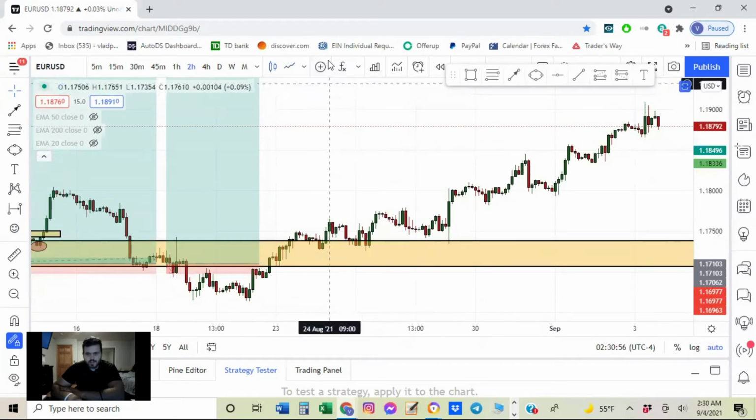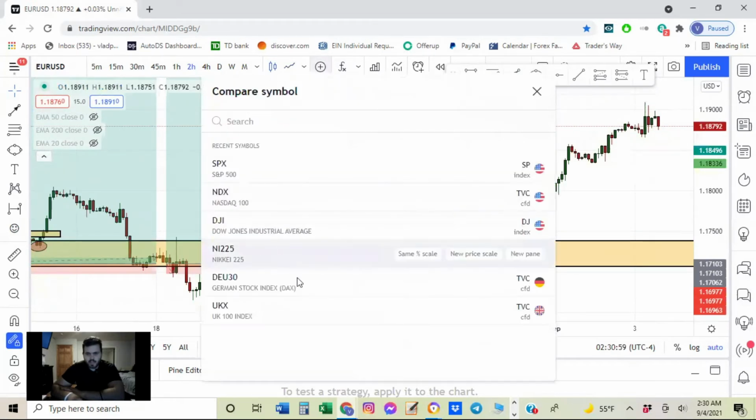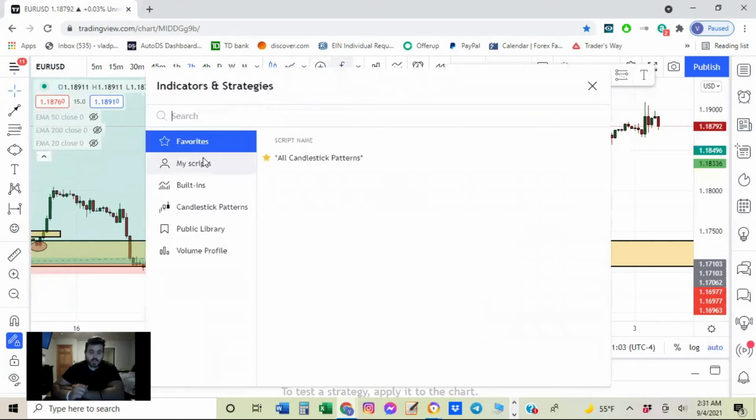All right, here you can add symbols. So basically just add. All right, here we have indicators and strategies, which I do not use. You can see some indicators here on the left.